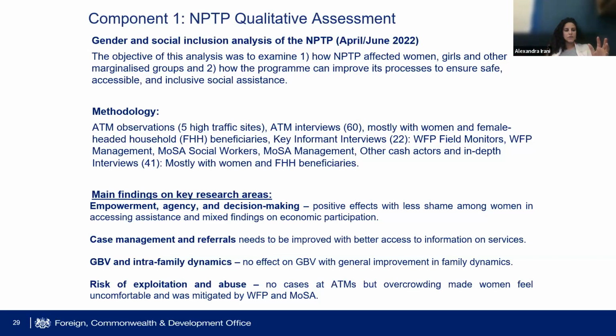And so the main findings from the research was on empowerment, agency, and decision-making, we've seen positive effects, mixed findings. In some cases, women were able to leave their very exploitative jobs, and they faced less shame getting access to support. Case management and referral, we found out it needed more support. Intra-family dynamics improved, and on the risk of exploitation and abuse, we didn't have any cases at ATMs, but we understood that women were feeling unsafe at ATMs that were overcrowded, and so security personnel was put there.